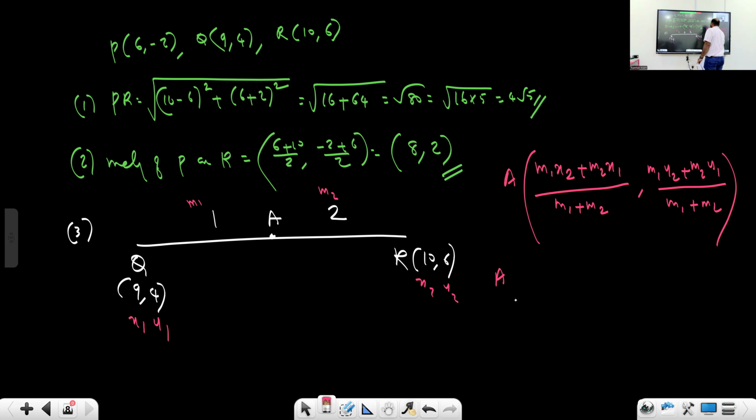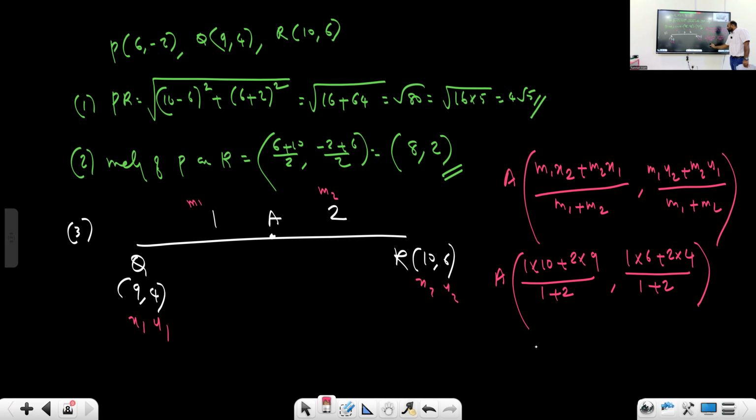A coordinate: 1 into 10 plus 2 into 9 by 1 plus 2, 1 into 6 plus 2 into 4 by 1 plus 2. So your answer is 10 plus 18, how much? 28, no? 28 by 3, comma, 14 by 3. This will be your answer. 28 by 3, comma, 14 by 3. That's your answer. What's the next question?